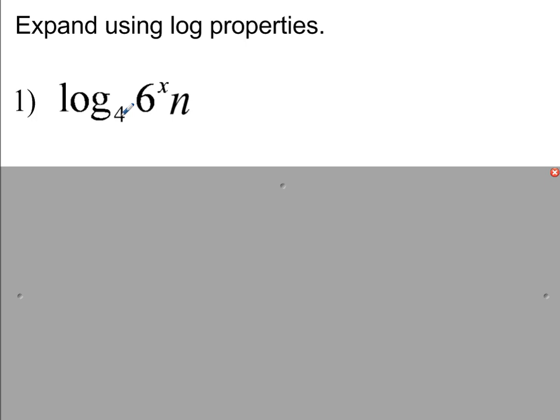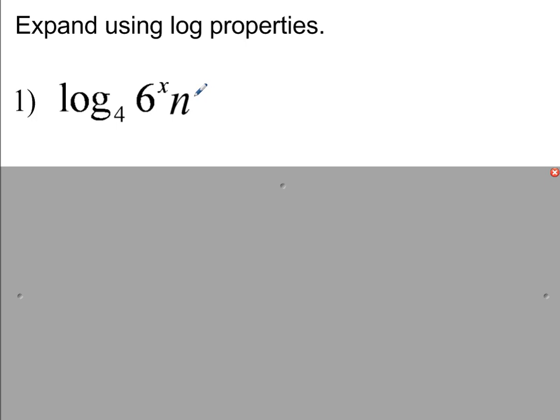Well, the reason is it's sometimes useful to use log properties to extract a particular part of a log expression when we solve equations. So let's tackle this together. First example, we've got log base 4 of 6 to the x times n. And we're going to use our properties to expand this out.